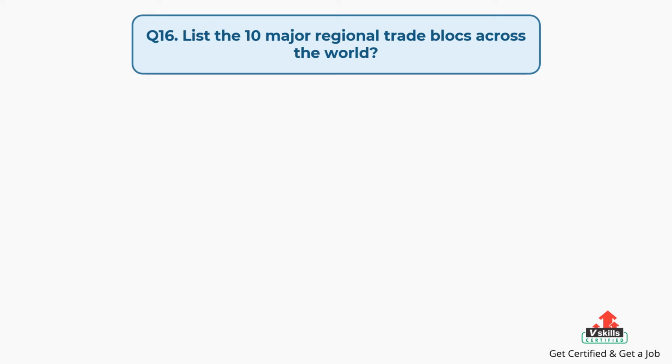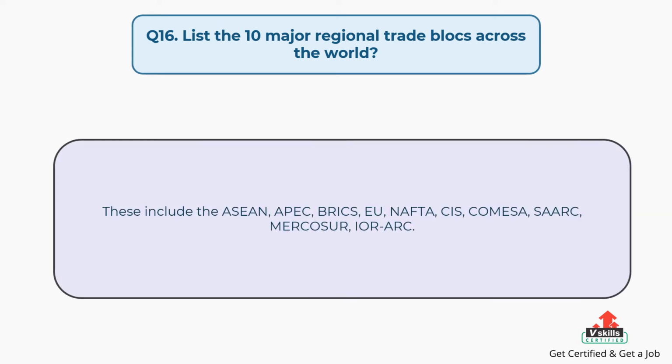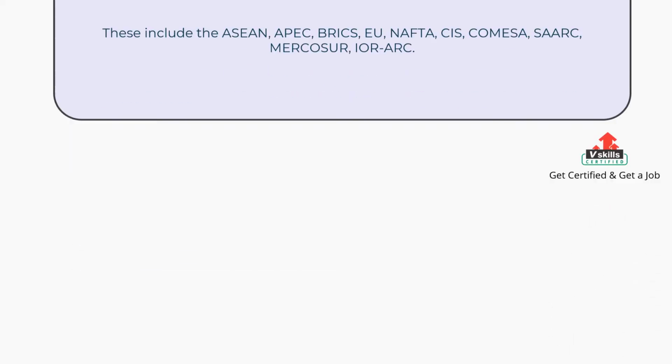Question number 16. List the 10 major regional trade blocs across the world. The answer is, these include the ASEAN, APEC, BRICS, EU, NAFTA, CIS, COMESA, SAARC, Mercosur, EURARC.